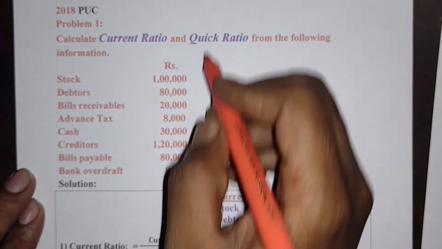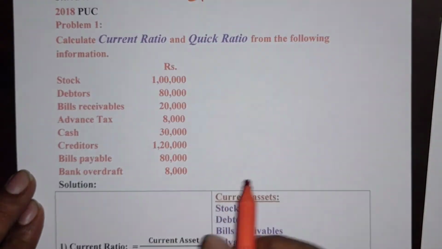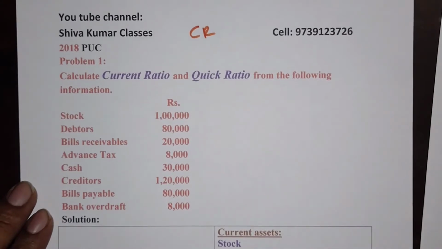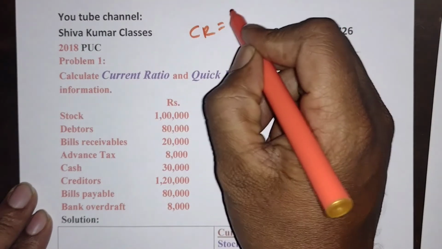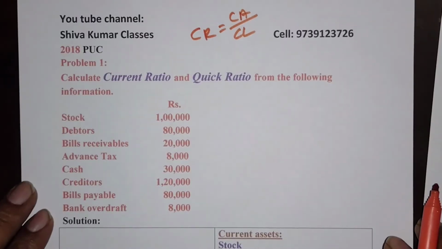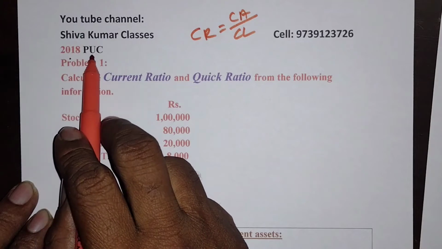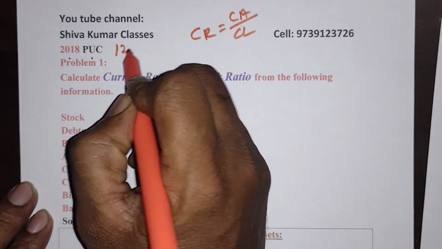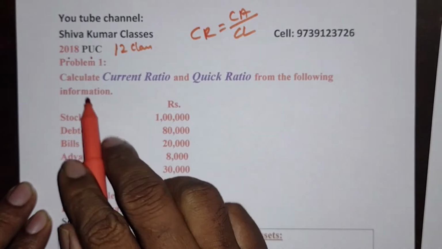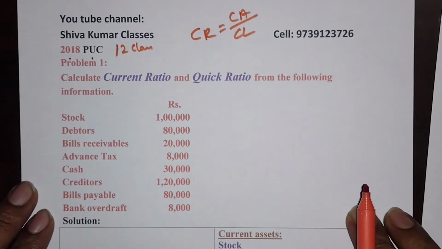So in these accounting ratios, we are going to discuss the current ratio. The current ratio is equal to current assets divided by current liabilities. Now a problem, which was asked in 2018 for PUC class 12 students: calculate current ratio and quick ratio from the following information.